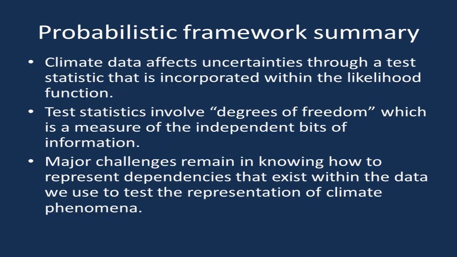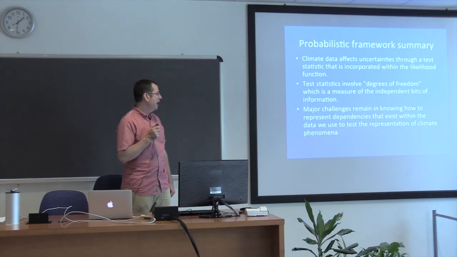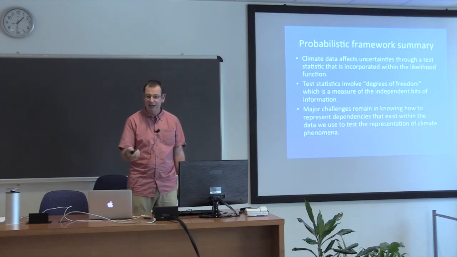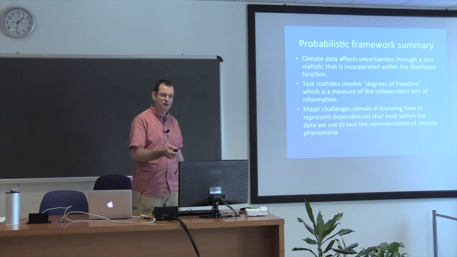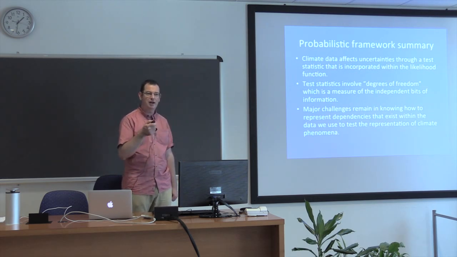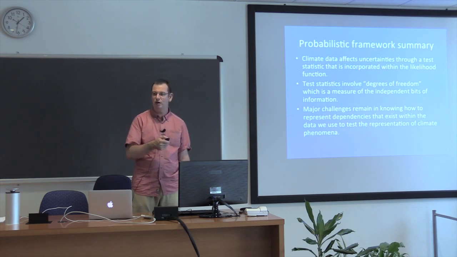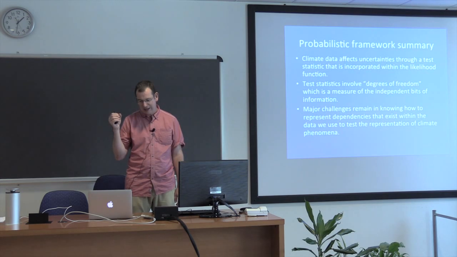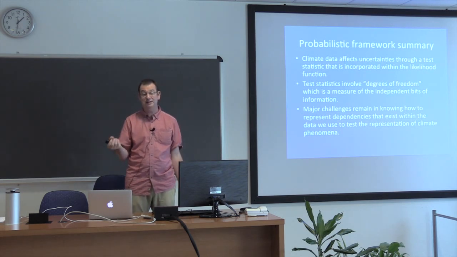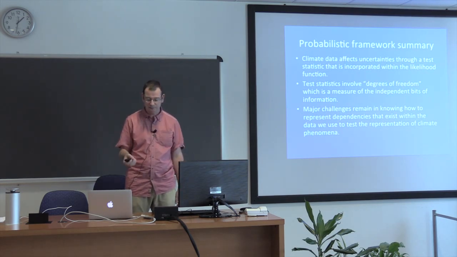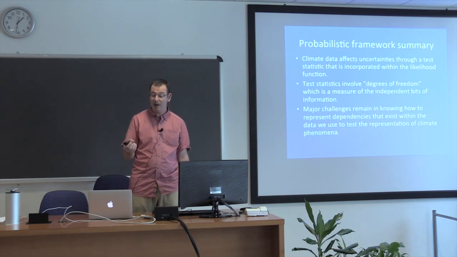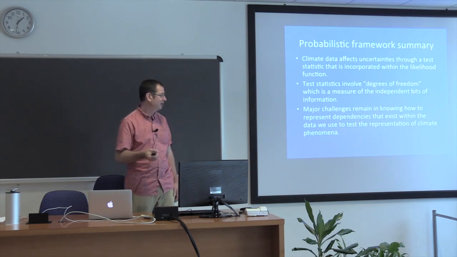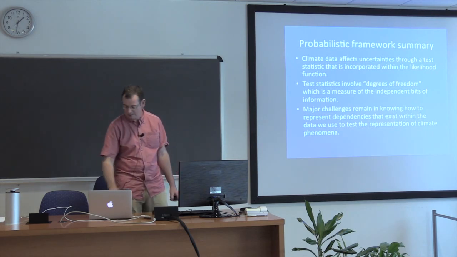So we can represent dependencies within our covariance matrix, but that's not the same as saying we know what the dependencies are among climate data. And we often use a model to estimate these covariances, but a model itself is what we're trying to test. So it's probably not the best idea to use a model's estimate of covariance within a test statistic. But having an observational basis for that is still a challenge. We still need to work out that problem.